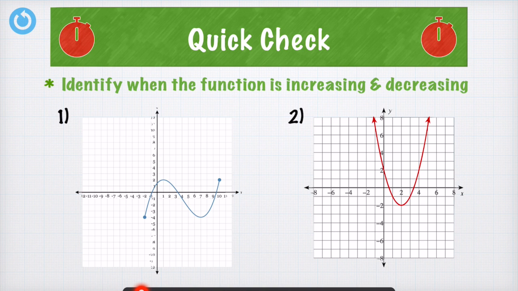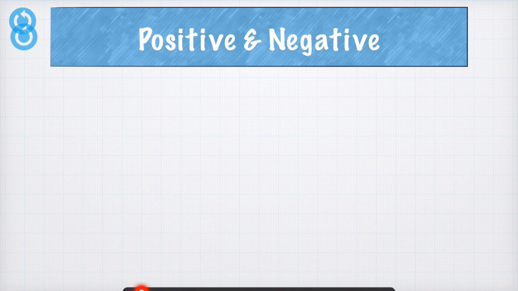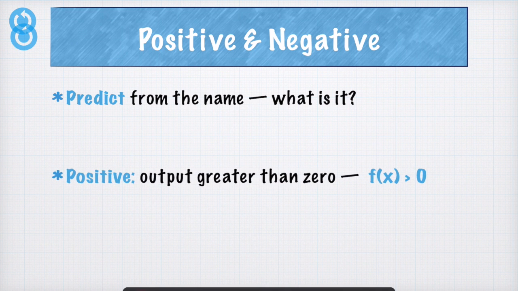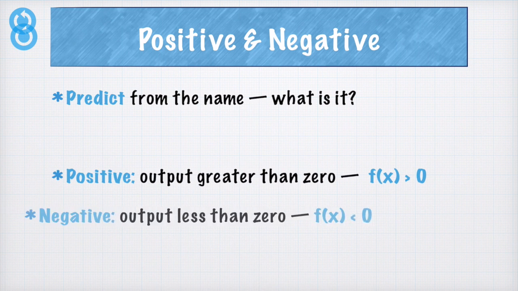Another quick check, go ahead and identify when the function is increasing and when the function is decreasing. Positives and negatives. Okay, positive and negative, we're going to just guess what it is. Go ahead and take like half a second to pause the video and figure it out. Your guess probably is that positive means that it's bigger than 0, and that negative means that it's less than 0.